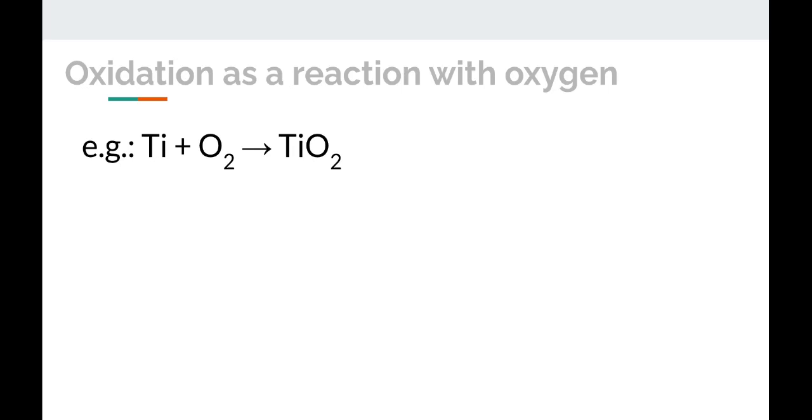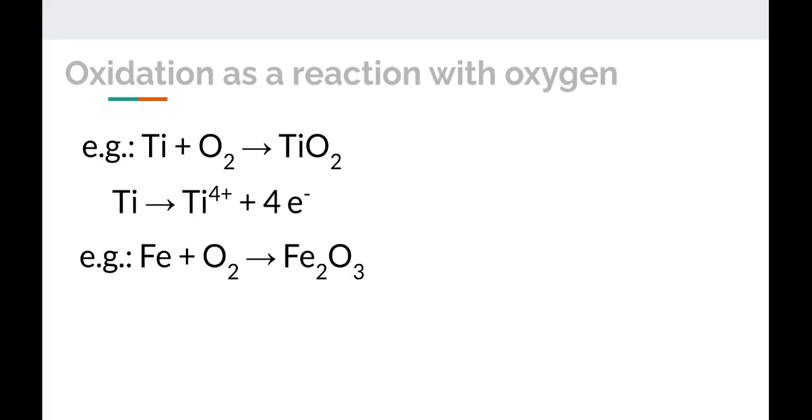Oxidation, as the name kind of implies, was originally thought of as a reaction of anything with oxygen. So, for example, titanium reacting with oxygen would give you this titanium 4 oxide, or iron reacting with oxygen could give you an iron oxide compound. But as people started to look into this more deeply, they realized that reactions with oxygen were just a special case of something that was going on with the substance, and that was that it was losing electrons. So in this first example, titanium is becoming a 4+ charged ion because it's losing 4 electrons. And in the second example that we have here, iron is becoming a 3+ ion because it's losing 3 electrons.